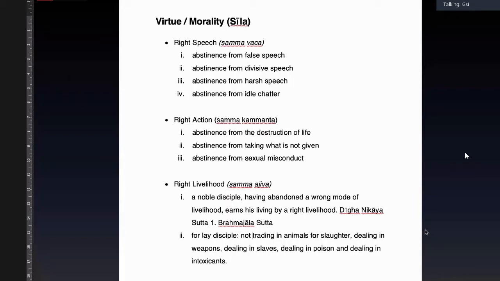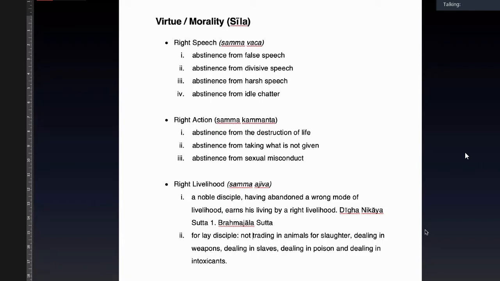Dealing in poison does not mean that you cannot do chemistry and so on. Nowadays they have bottles labeled poison, and you can still deal with them because they are there for other purposes. Here, dealing in poison means that the particular thing is purposely to harm others or to kill animals or to do these types of things. So these are what we call poison.